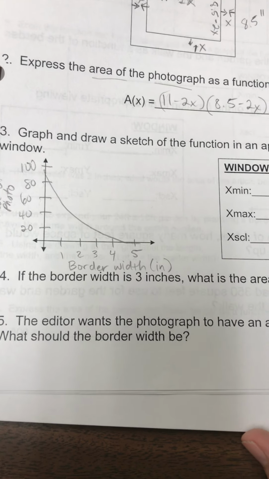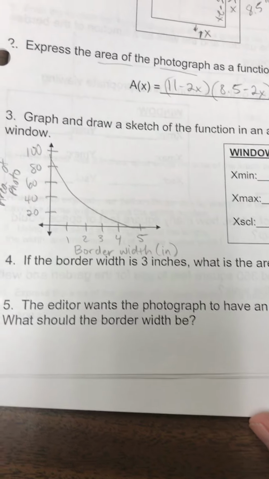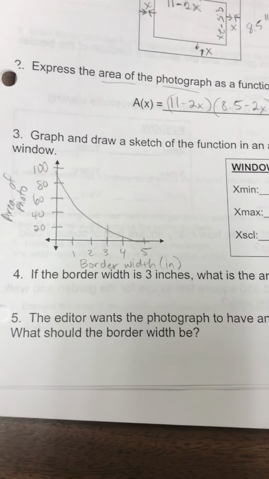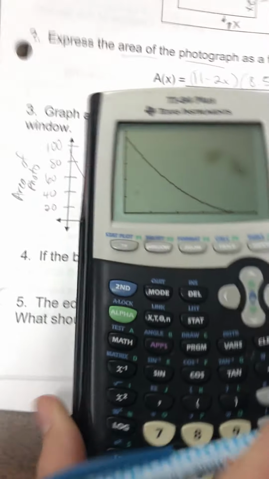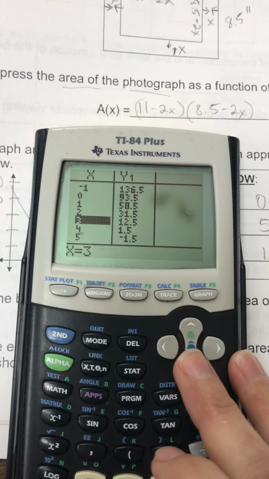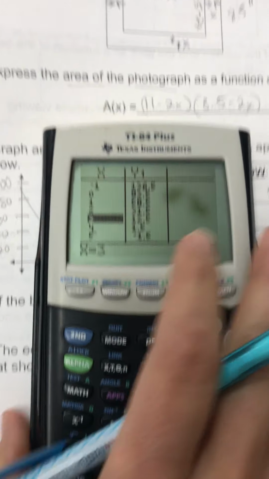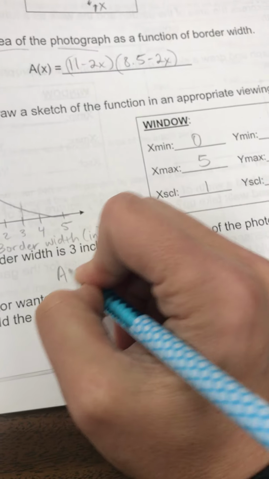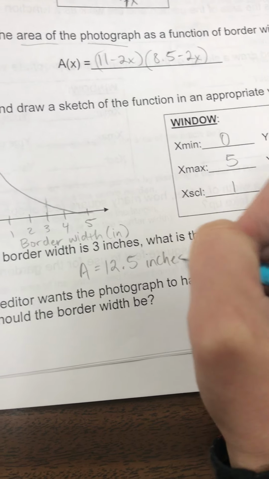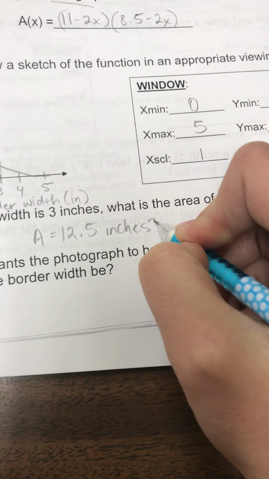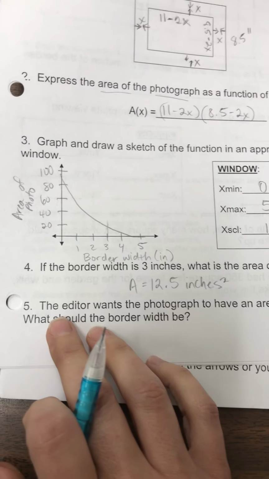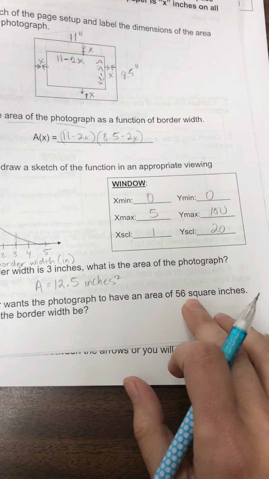So if the border width is 3 inches, when your X is 3, right here, you need to figure out what your Y is. What is the area of the photograph? Why don't we go to our table, go down here where X is 3, and what do you see for Y? 12.5. So your area is going to be equal to 12.5 inches squared. Area, because you're taking inches and multiplying it by inches. The editor wants the photograph to have an area of 56 square inches.